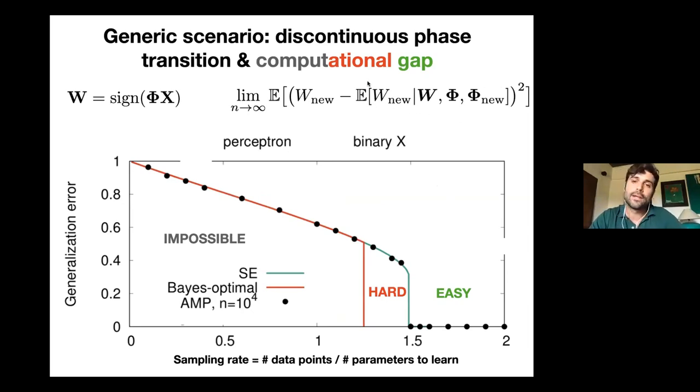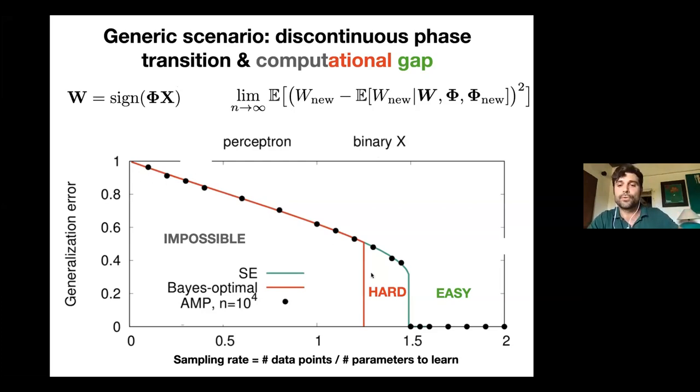Here is the optimal estimation of a new label that has not been used in the training data. Okay, so the training data is this matrix phi. Each row of this matrix is a data point. These are the labels. I give you a new data point and I ask you to estimate the associated label. And this is the square deviation between the Bayesian optimal estimation of this label and the true one. If you plot the generalization error for this perceptron model in the case where the weights used by the teacher neural network to generate the data are binary, the picture looks like this.